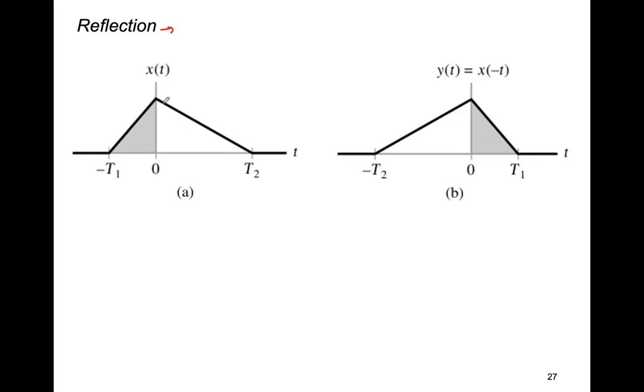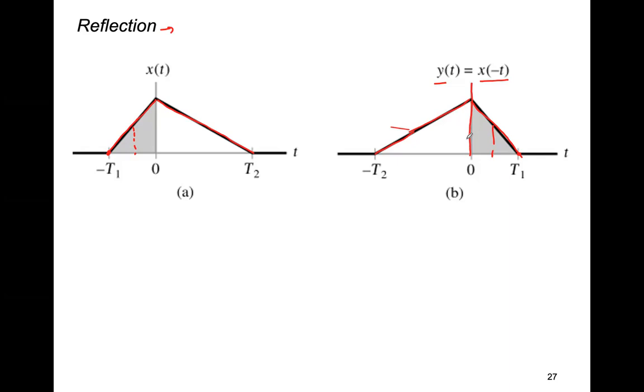So you see x of t is this, and y of t is going to be x of minus t. Okay, so what do I do? I will take the mirror image of this part as this part. Okay, minus t1 will go to plus t1, minus t1 over 2 will go to plus t1 over 2, and I will take the mirror image, let's say symmetric of the signal with respect to the y-axis. Okay, this is my y-axis. So this is how I take the reflection of a certain signal.